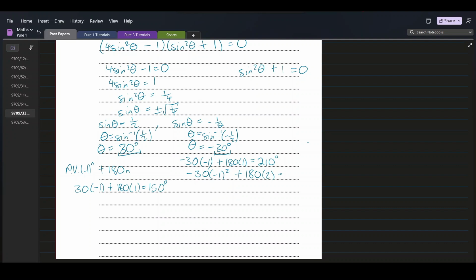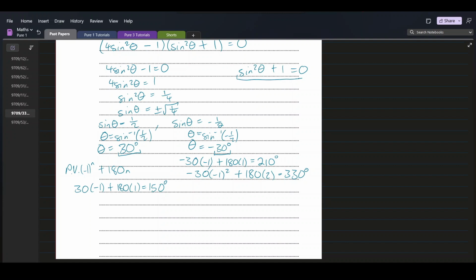And this gives us 360 minus 30, which is 330 degrees. 330 degrees, that's also within the given interval. If we keep going, the solutions will be outside of our interval.